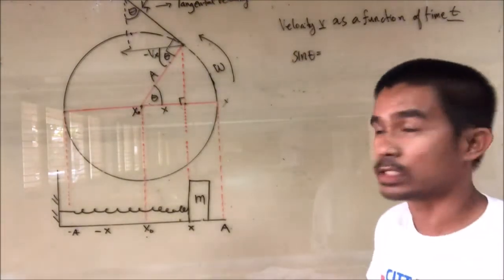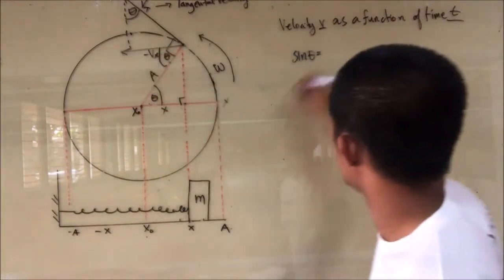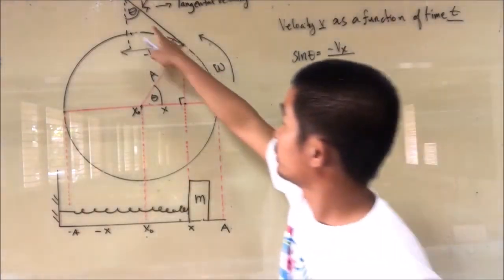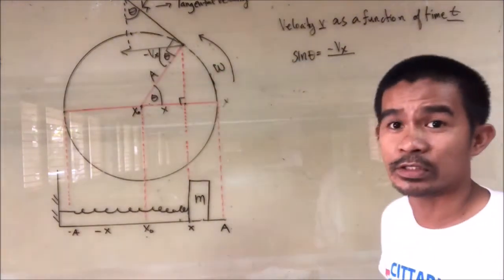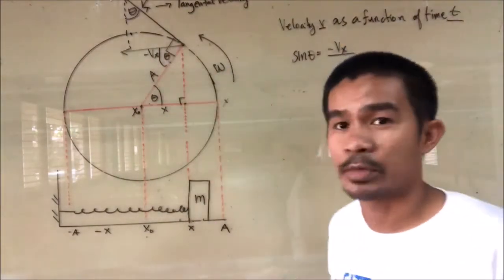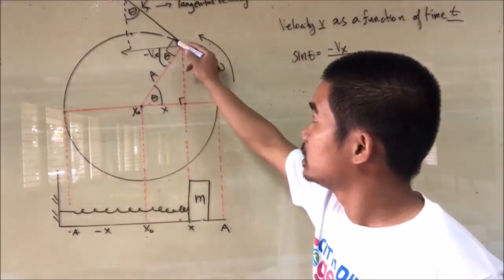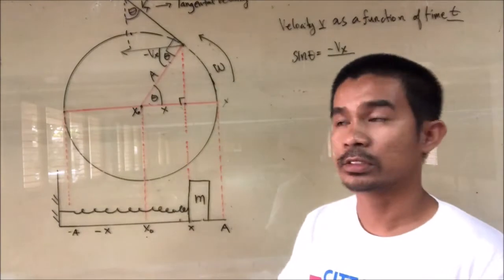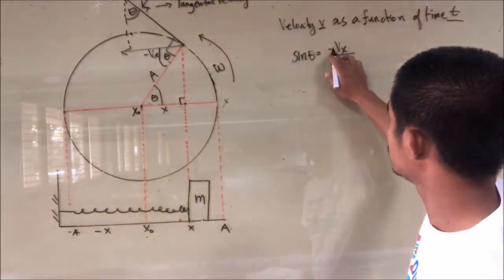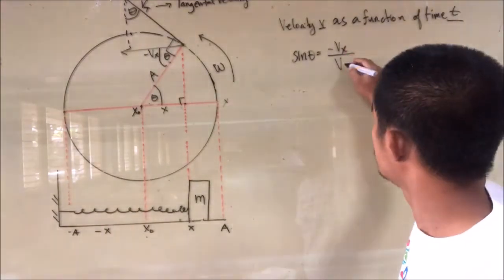What is that sine of the angle theta? It's the opposite side, which is negative Vx, over the hypotenuse side, which is the tangential velocity. Tangential velocity is tangent to the circular path. It only touches one point of the circular path, and it is perpendicular to the radius. So we have sine of theta equals the negative of horizontal velocity over tangential velocity.